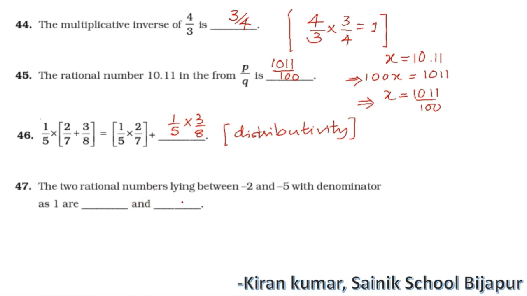The rational numbers lying between negative 2 and negative 5 with a denominator 1 are negative 3 and negative 4, because when we look at the number line, when I consider negative 2, the next are negative 3, negative 4, negative 5. These negative 3 and negative 4 can be written as minus 3 by 1 and minus 4 by 1. So these are the numbers.